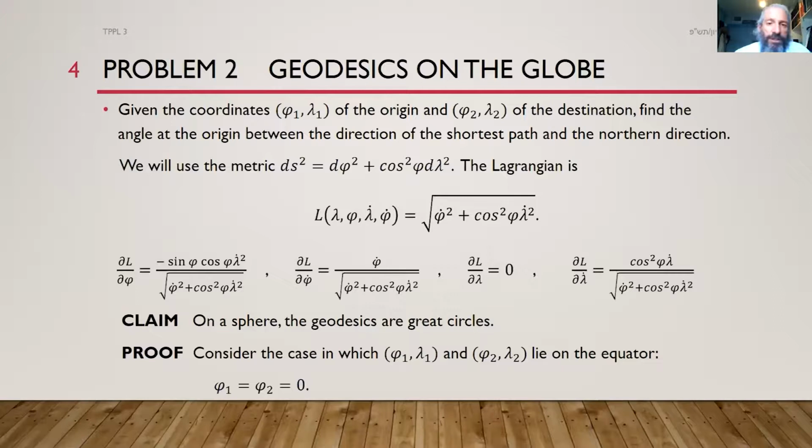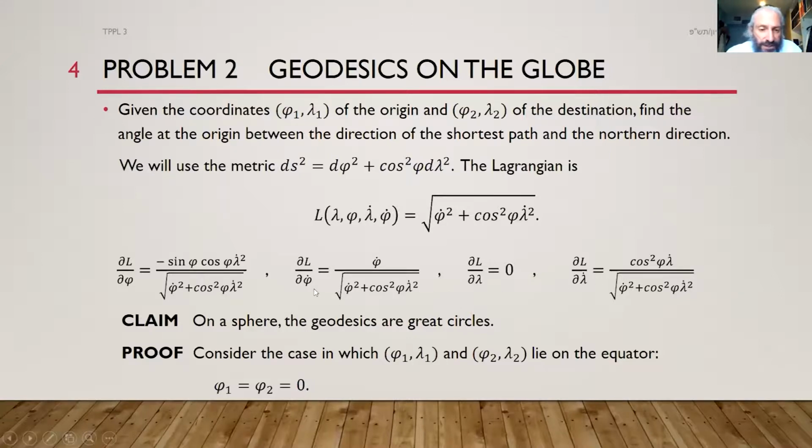Okay, the second question dealt with geodesics on the globe, on the Earth's surface. And we want to find the shortest path between two points, an origin and a destination. We'll use this metric, which we saw last week. And the Lagrangian based on this metric is this expression. And we take the derivatives by phi, phi dot, lambda, and lambda dot. Here I'm assuming that the radius of the Earth is 1. It doesn't really play a role. It's a constant throughout. So you get some kind of complicated expressions for these derivatives.